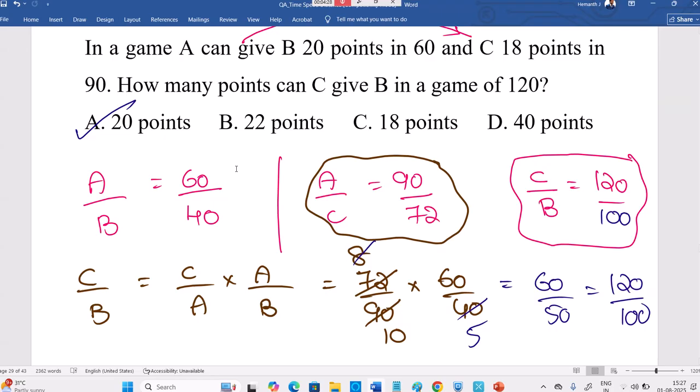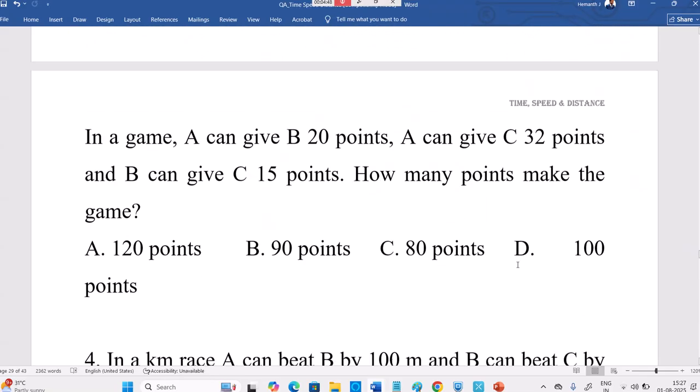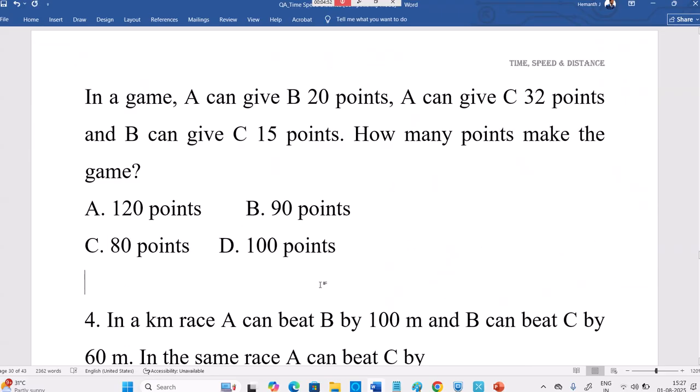First game 60, next game 90. The question is asked regarding 120 points. So you understand how this equation A by B equal to 60 by 40 is written from the given statement. Then what is this, C by B is 120 by something. Why 120 in the numerator? Try to understand that. Now this question, see, that's what slowly we'll go to next level.